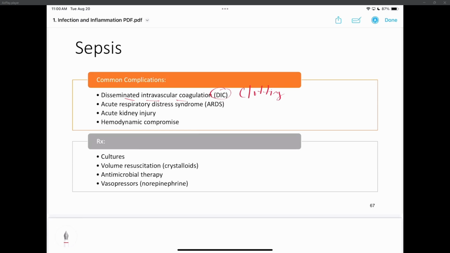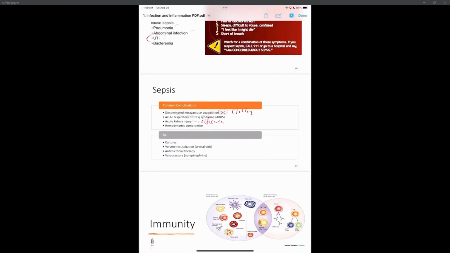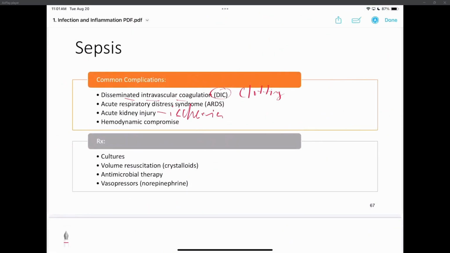Pro-clotting, disseminated intravascular coagulation. Acute respiratory distress syndrome, they're septic, they got pneumonia, they can't breathe, you have to maintain airway support, so you may have to ventilate some of these people due to the ARDS. Acute kidney injury, remember, due to ischemia. Those kidneys are very susceptible to changes in blood flow. They become ischemic very easily, causing acute kidney injury or acute renal failure, whatever you want to call it. And obviously, hemodynamic compromise, that is your low blood pressure. Vessel just wide open, pressure drops too much.